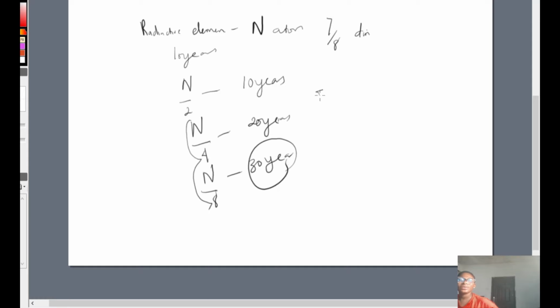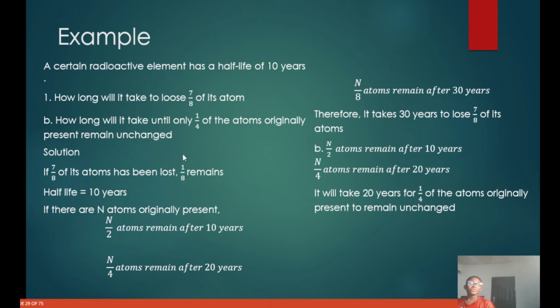So it will take 30 years for 7 over 8 of the atom to disintegrate. So that is what we have here. It will take 30 years for 7 over 8 of its atoms to disintegrate, or for it to lose 7 over 8 of its atoms.